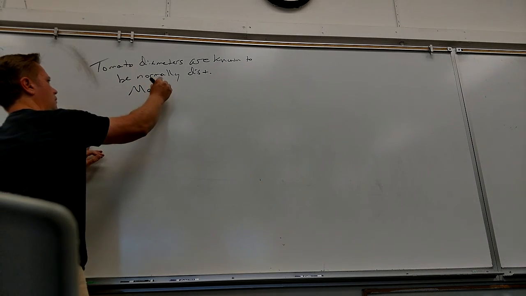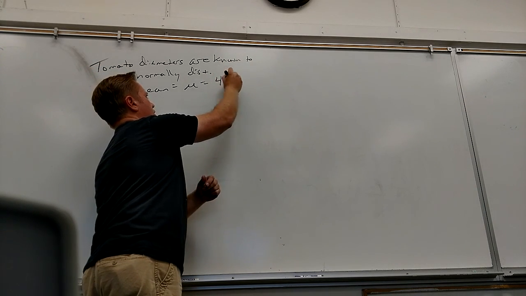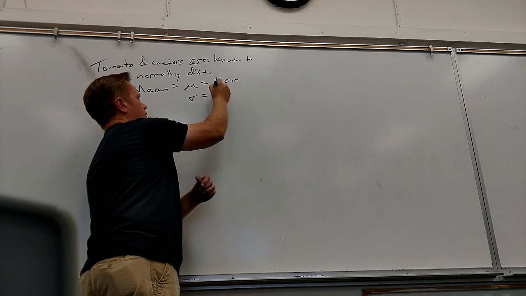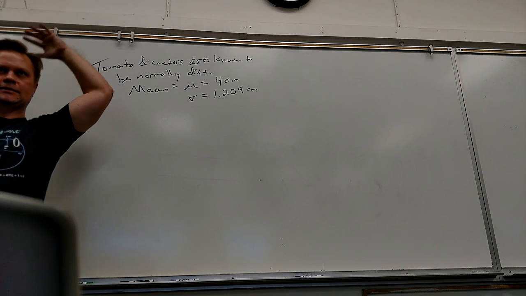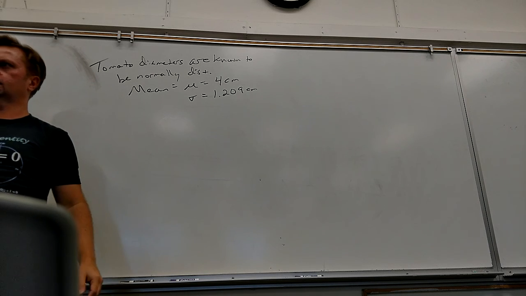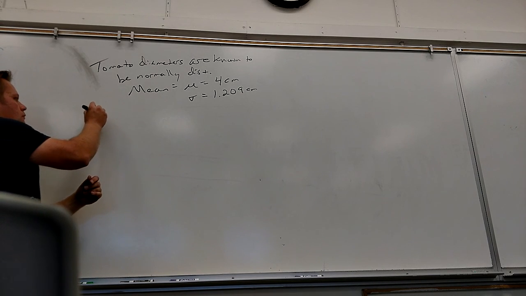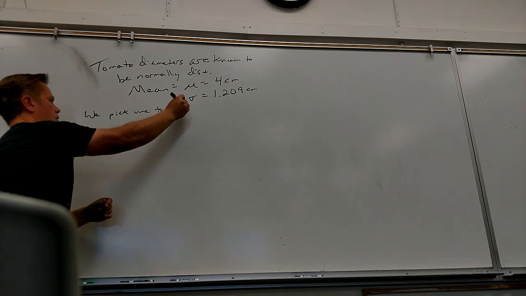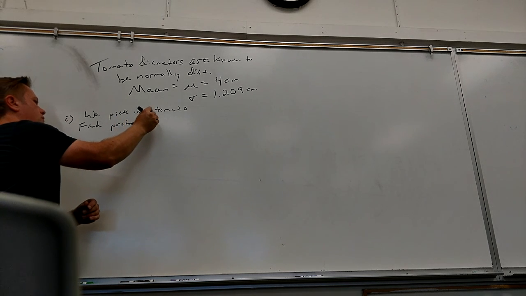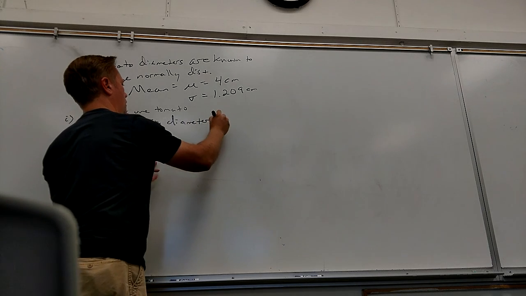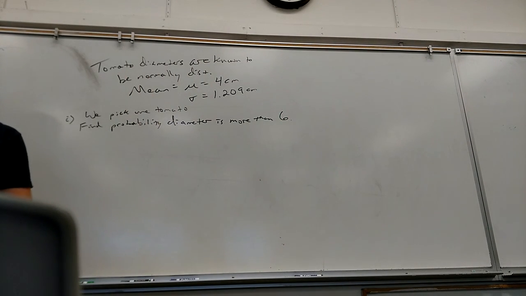All right, let's say the mean of all of them is, let's say, 4 centimeters with a standard deviation of 1.209 centimeters. I like it. We picked 1 tomato. Find the probability that its diameter is more than 6. A nice big old tomato.